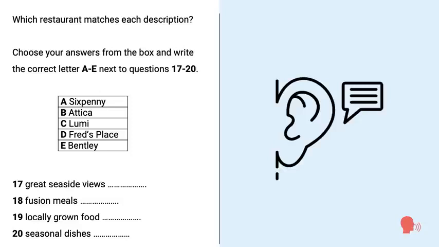Well, there are 2 restaurants right in the city centre. There's Fred's Place and Lumi. But if you don't mind catching the train, you can check out Bentley. It's got sweeping views of the harbour. Then there's Sixpenny and Attica, which are just outside of the city centre in Darlinghurst. I don't really want to take public transport, although that does sound nice. What about the 2 in Darlinghurst? Can you tell me a bit more about them?